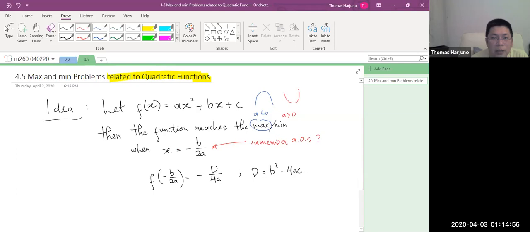Now, this x here gives us the x component of the vertex, while the y gives us the y component of the vertex. Maybe I write it down. So the vertex has the coordinates negative b over 2a, negative D over 4a. Now let me develop that first.